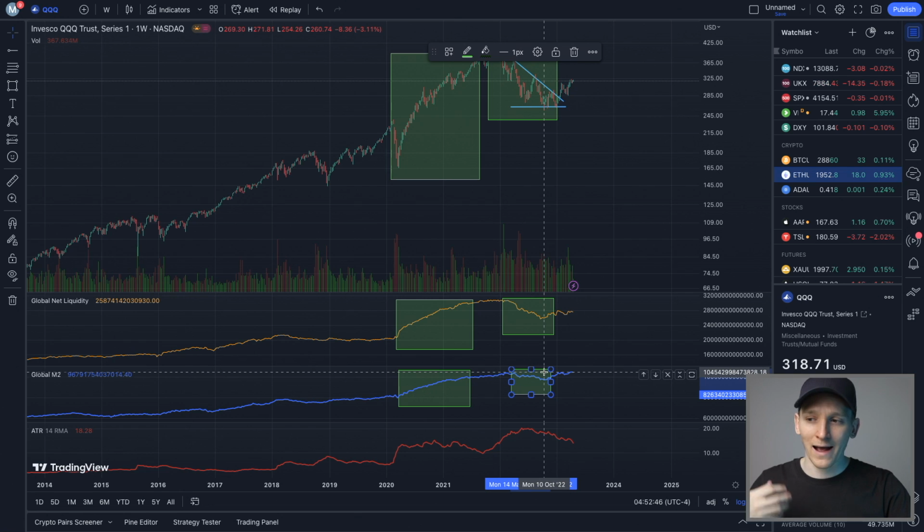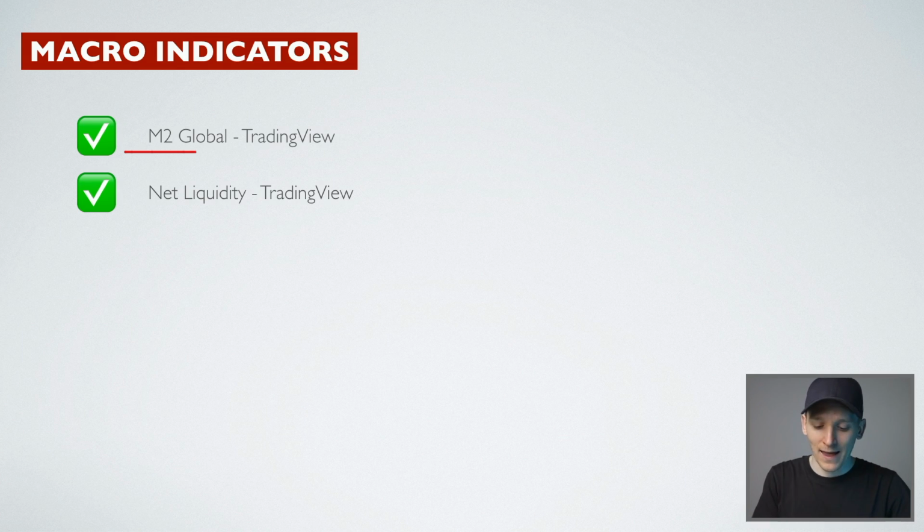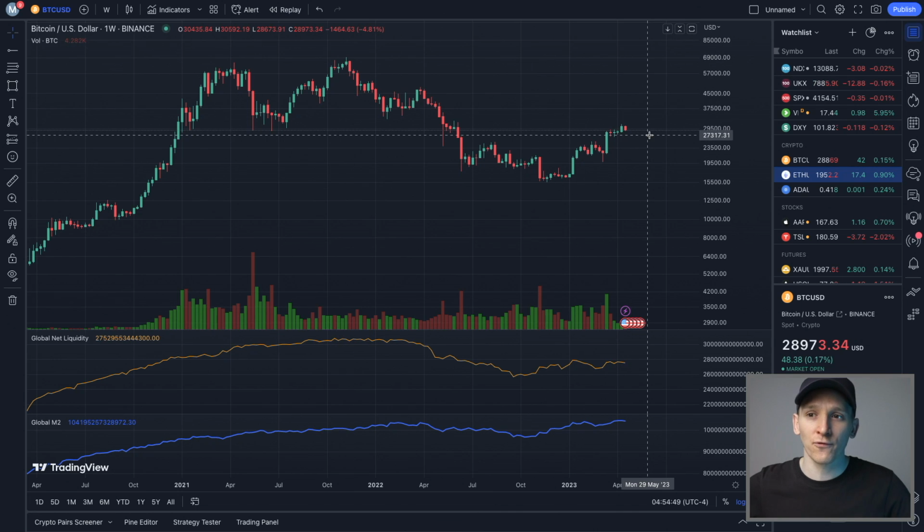So we can look at these two things to really understand what part of the economic cycle we're in, and whether we want to be very, very bullish, whether we want to be accumulating, or when these macro cycles will actually change. Here are the top two macro indicators you can use to look at these dynamics: M2 Global and net liquidity. Both of these are on TradingView, completely free as well.